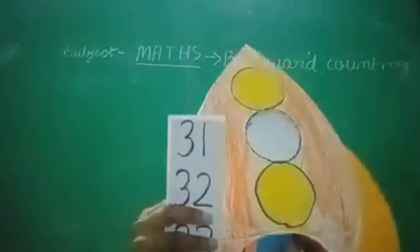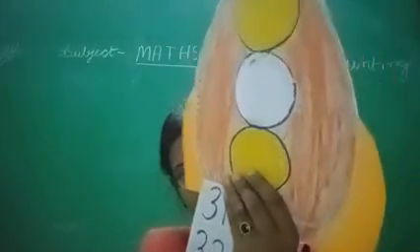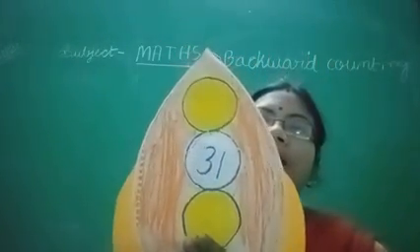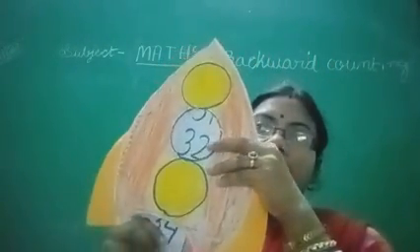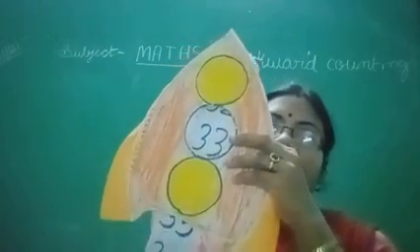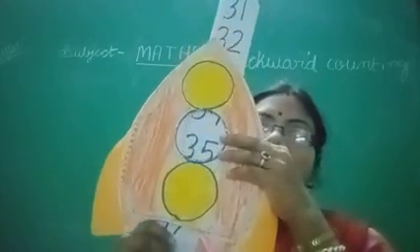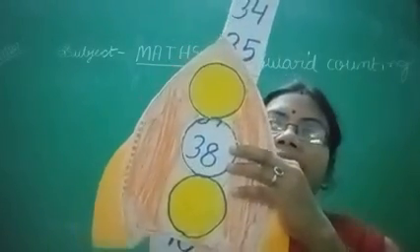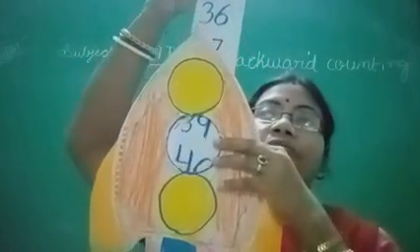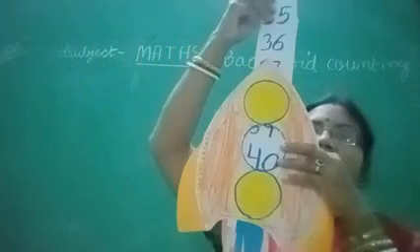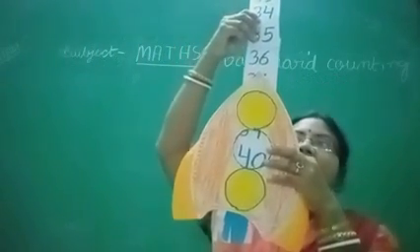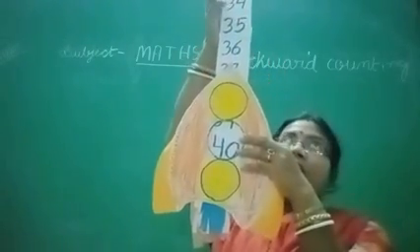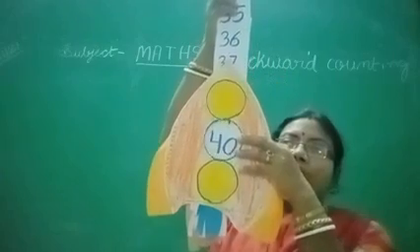After 30, what is the number when we are counting? After 30 it is going to be 31. Then 32, 33, 34, 35, 36, 37, 38, 39, 40. Now from 40 we will count how? Backward, because we had gone up but now we are coming down.